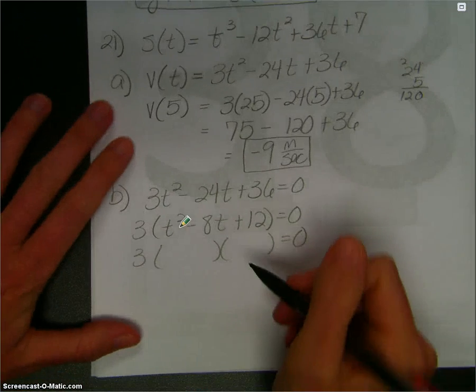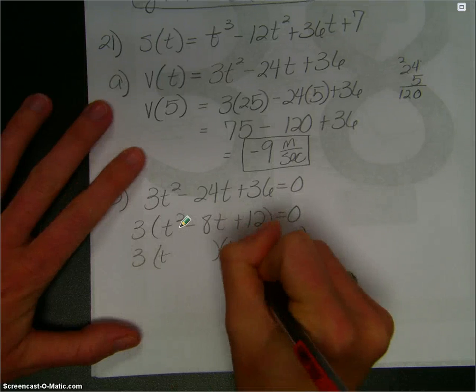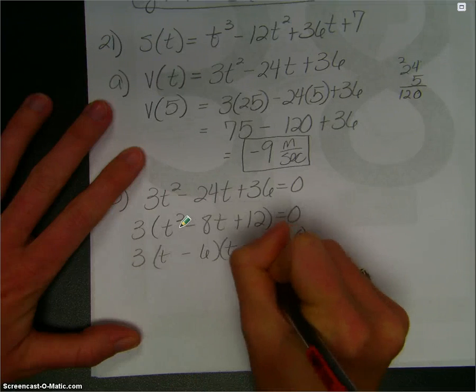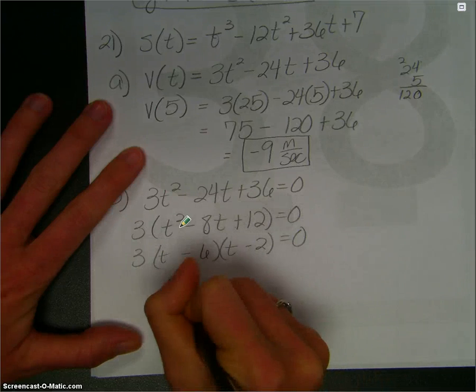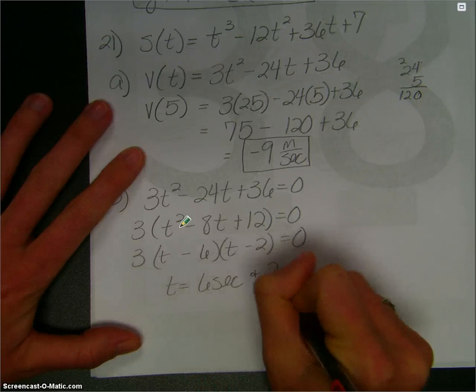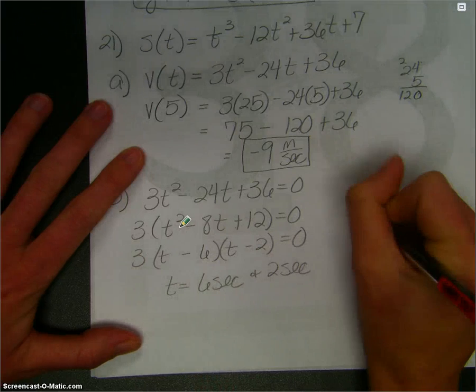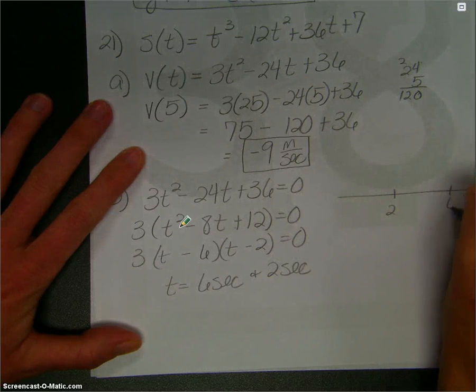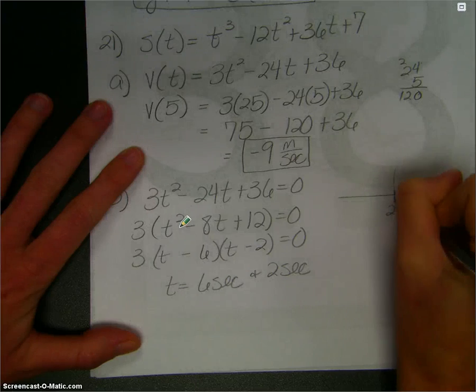Okay. That will give me t, and my factors of 12 that will add to give me 8 are 6 and 2. So I'm going to have my particle at rest at 6 seconds, and at 2 seconds, and that tells me where this thing is equal to 0. So let's put my 2 and my 6 on the number line.